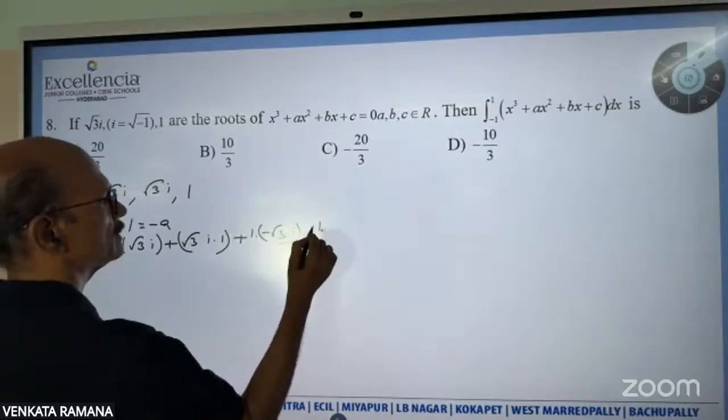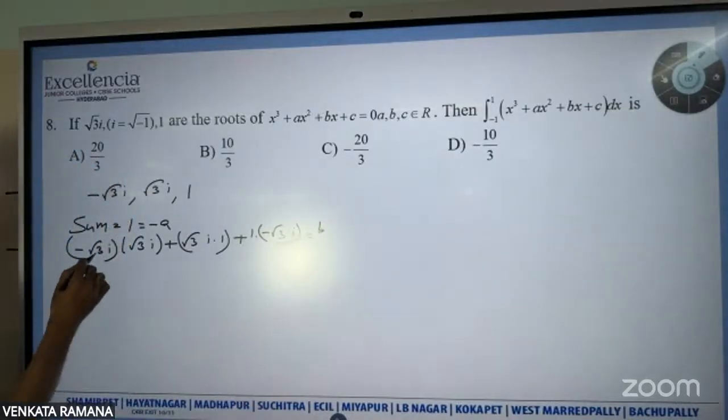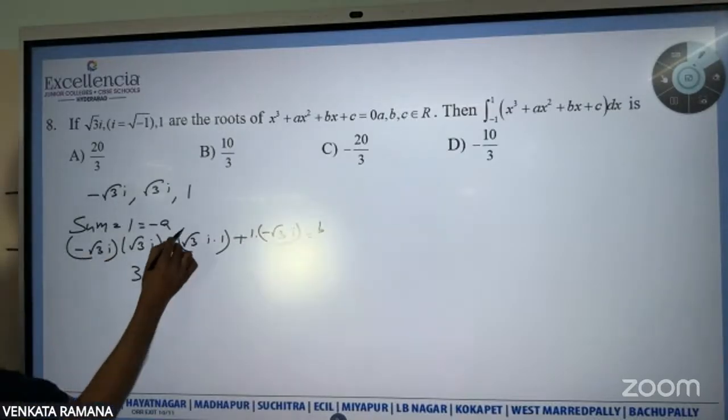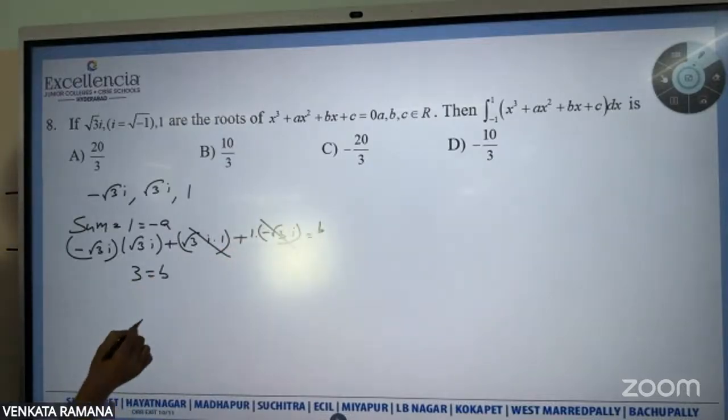Minus and plus, that means it is equal to b. So this is i squared is minus 1. This is nothing but 3 only, because i squared is minus 1, minus half i is plus. And these two can be removed, of course. So therefore, b value is equal to 3.